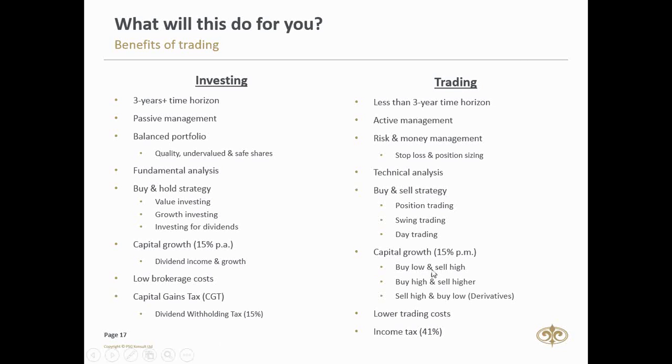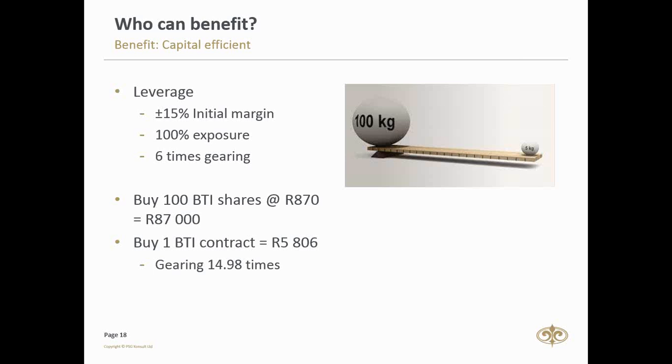So yeah, we talk about buy low and sell high, take advantage of cycles. You can also talk about buy high and sell higher. That's a strategy called momentum trading. And especially with derivatives, I can sell high and buy low. It's all different strategies you can use. I'm not going to go into strategies today. We've spoken about it before. But especially when it comes to derivatives, you get very low trading costs. And just remember that your profits are eligible for income tax. So that's just to give you a nutshell overview of the benefits of trading.